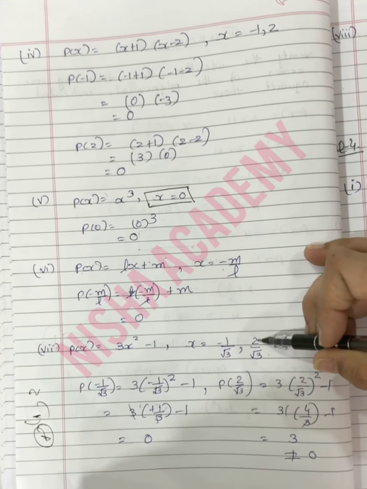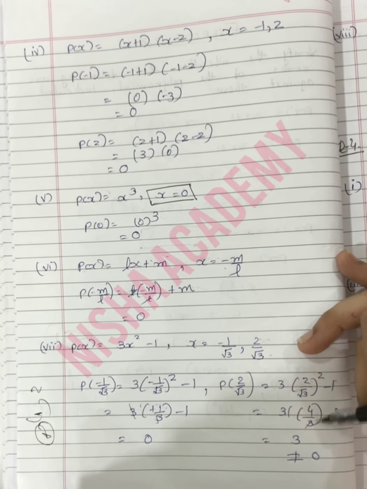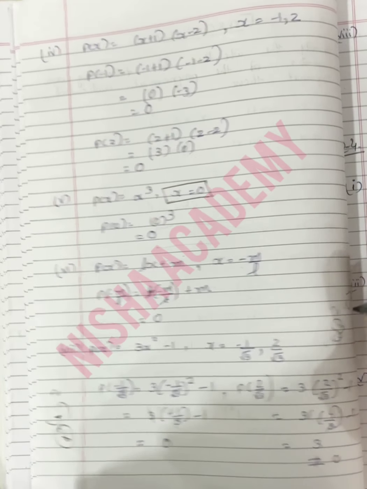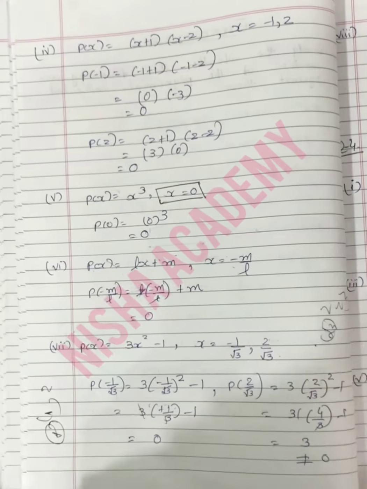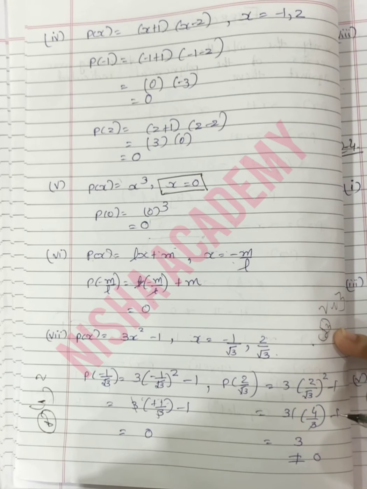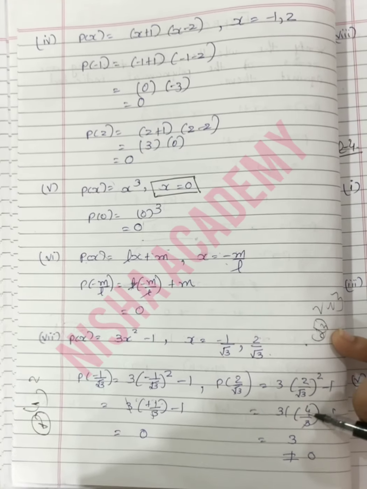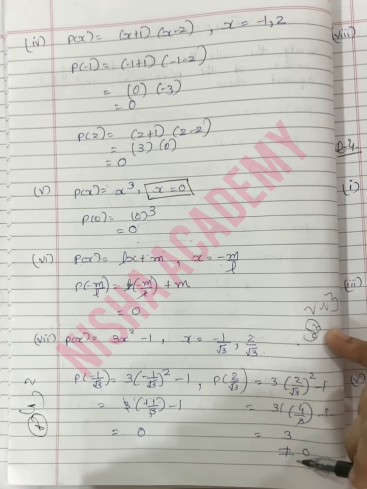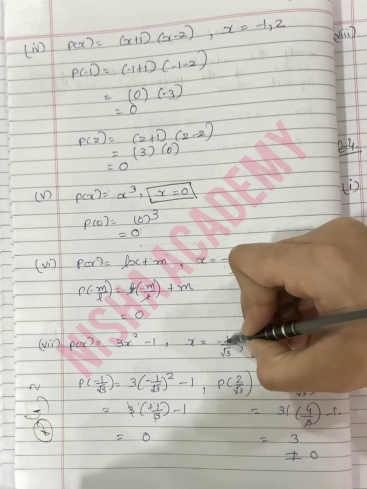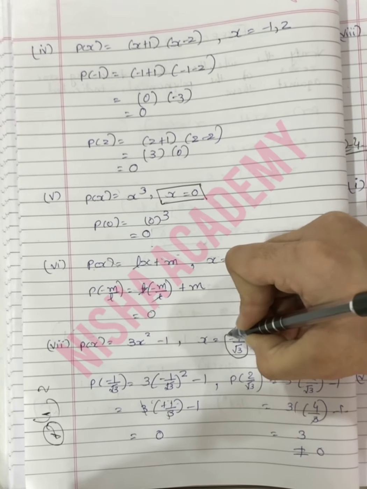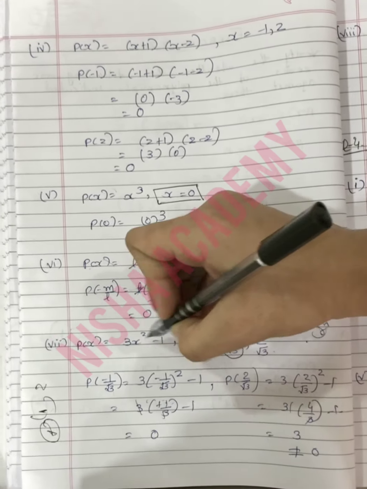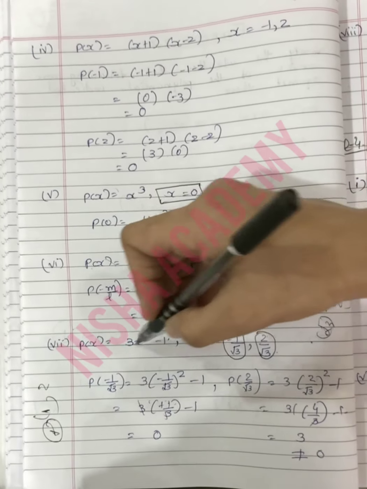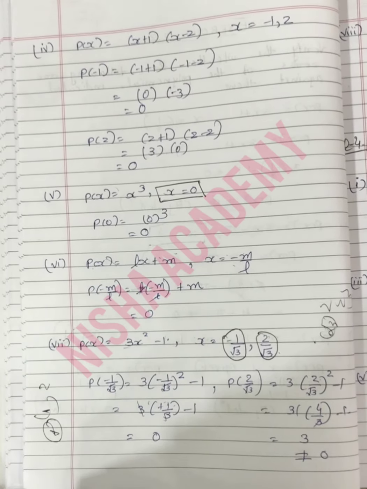Here we have to put 2 by root 3. So 4 by 3. The square of root 3 is 3, right? So 4 by 3 minus 1, 3, 3 gone. 4 minus 1, we are getting 3 as the answer, which is not equal to 0. So minus 1 by root 3 is the 0 of the polynomial 3x square minus 1, but 2 by root 3 is not the 0 of the polynomial 3x square minus 1.